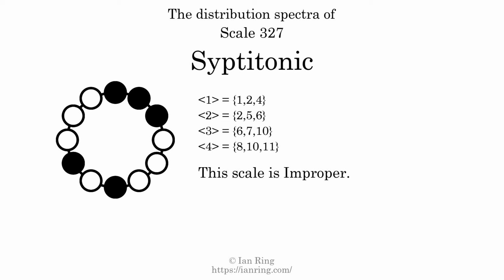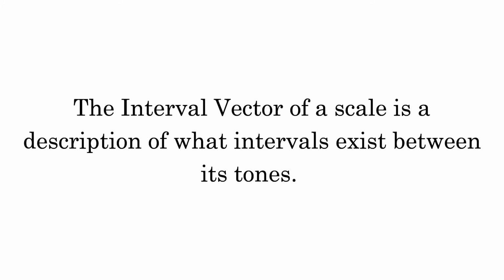Since the generic interval ranges overlap, this scale is an improper scale. The interval vector of a scale is a description of what intervals exist between its tones.